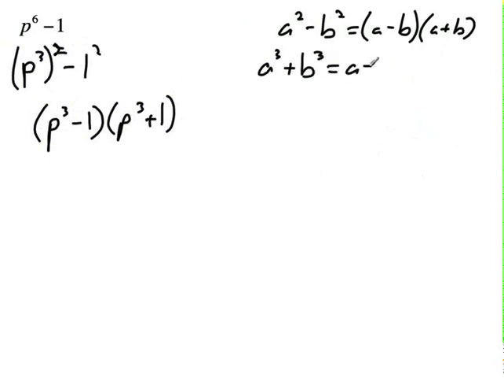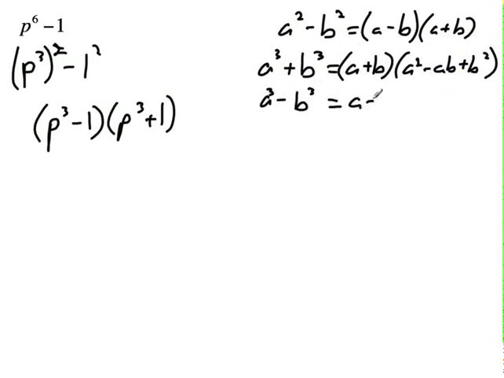which is a plus b, a squared minus ab plus b squared. And then we have a minus b, a cubed minus b cubed, which is a minus b. And then remember that this is a squared plus ab plus b squared. Hopefully you have these memorized by now.